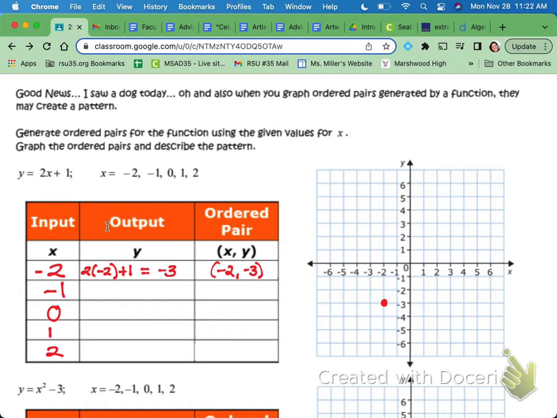Okay, so now let's do the same thing for -1. 2 times -1 plus 1 would be -2 plus 1, which is -1. So then we have -1, -1 as my ordered pair, which means we're going to the left 1, down 1. So that dot's going to be right about there.